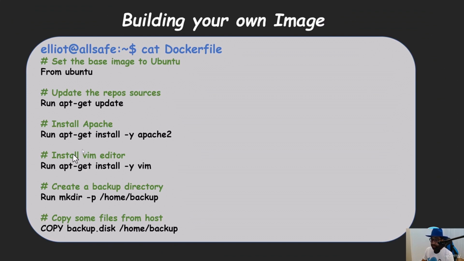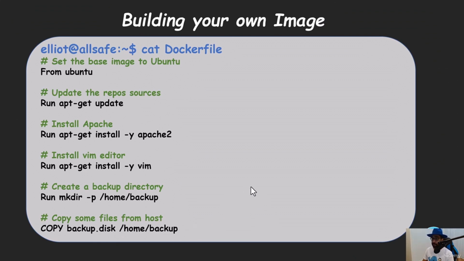I will also install the Vim editor using a RUN instruction, and I'm going to create a backup directory here, /home/backup, using the RUN instruction. And finally, I will copy a file from my host machine to my container, /home/backup, or to my image actually, /home/backup.